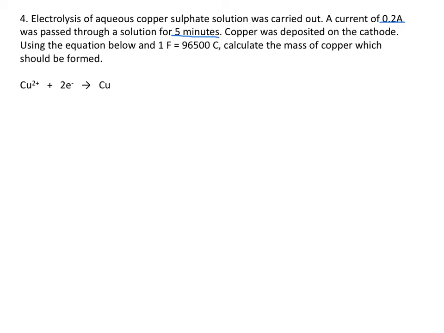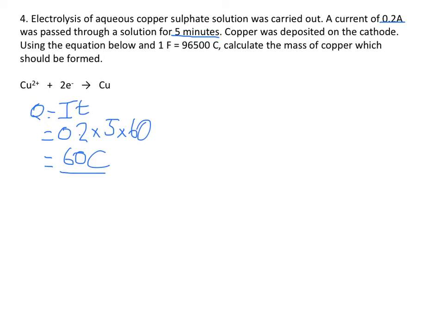Now you remember at the start I gave you an equation, Q equals IT, and I was the current in amps and T was the time in seconds. So if we're working out the coulombs of charge passed, 0.2 amps times by 5, which is times by 60, because we're converting the minutes into seconds. And if we work that out, that comes to 60 coulombs. And that very nicely is the first stage of the calculation.